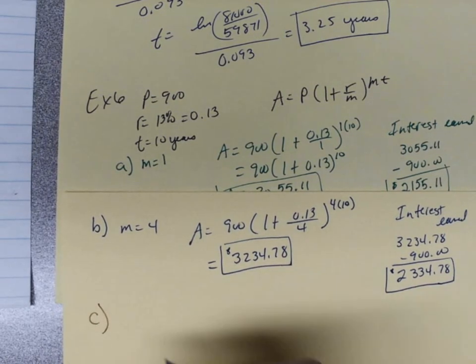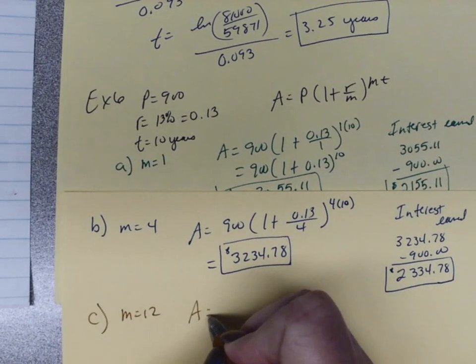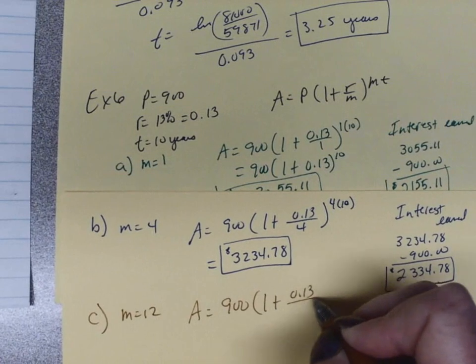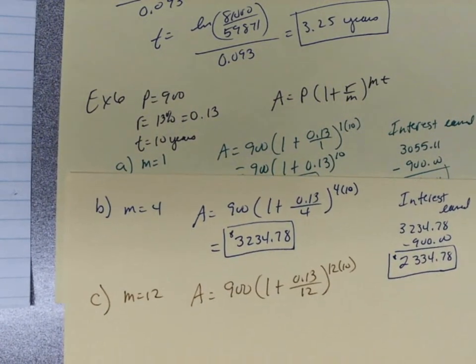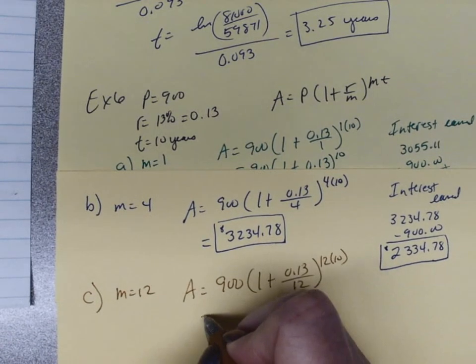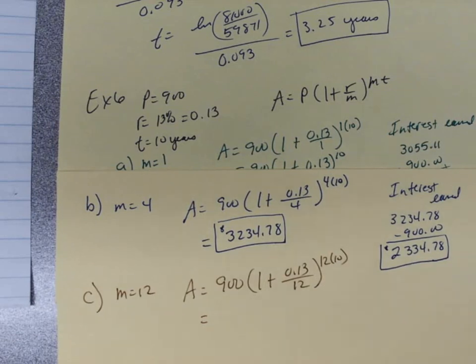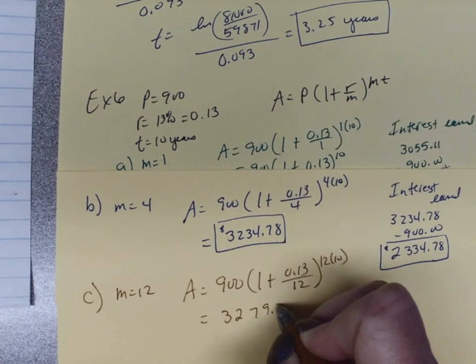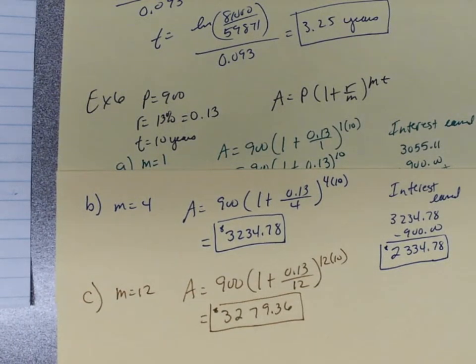So C is monthly. So here our M will be equal to 12. So we're going to have A is equal to 900 times 1 plus 0.13 divided by 12, and 12 times 10 is our raised to part. All right, so again, you could put in 120 for your exponent instead of the 12 times 10 if you want to. But when you put it in the calculator, you're going to get 3,279.36 is the amount in the account.